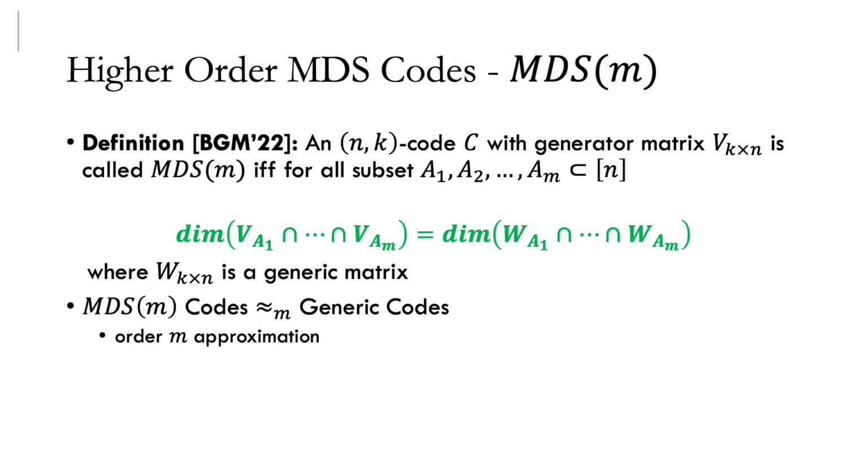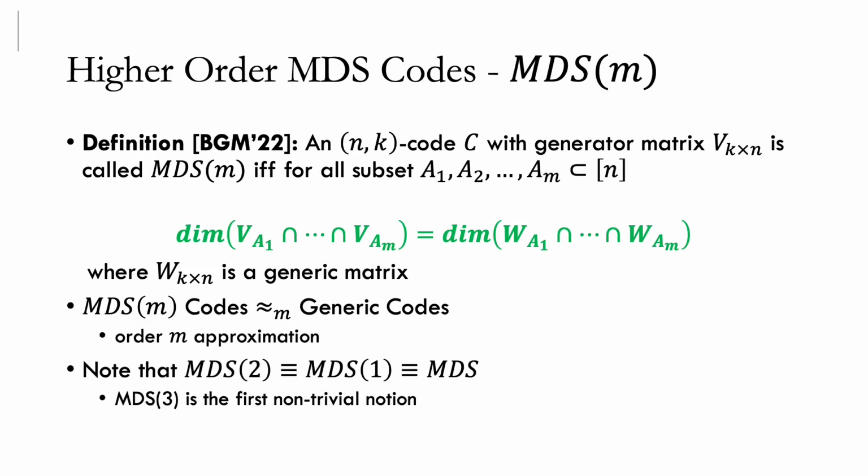Note that order M MDS codes are in some sense an order M generalization of generic codes. Further, one can show that MDS1 and MDS2 are equivalent to just MDS, and thus MDS3 is the first non-trivial higher order MDS code. Let's now visualize what we mean by MDS3 being non-trivial.